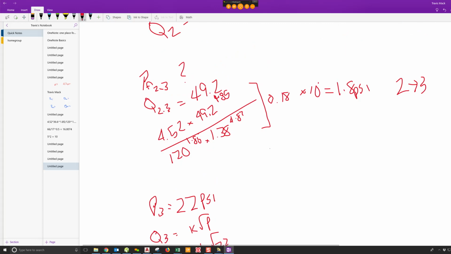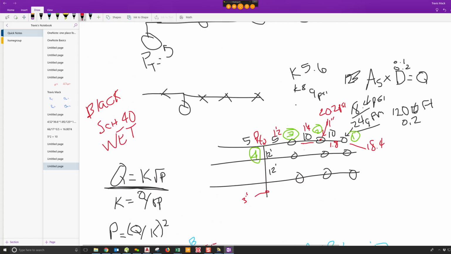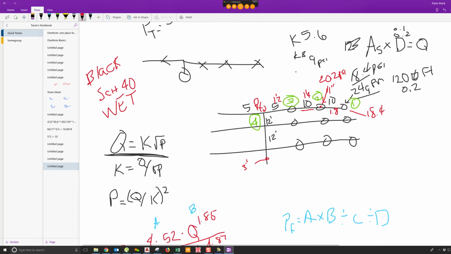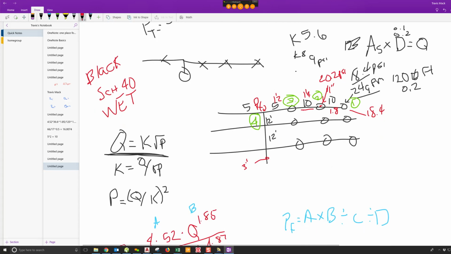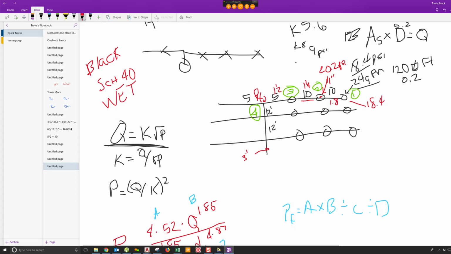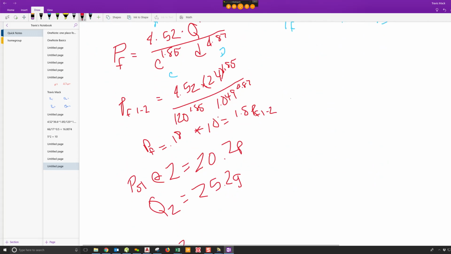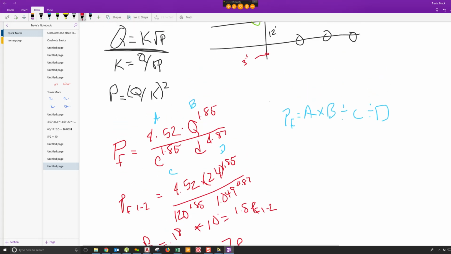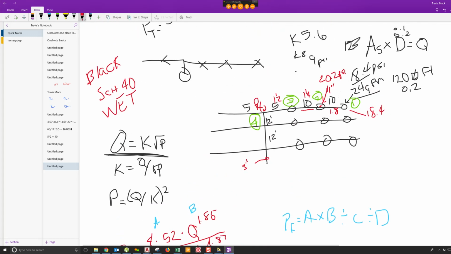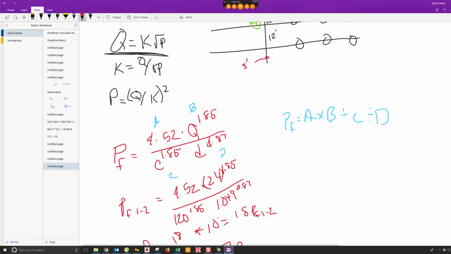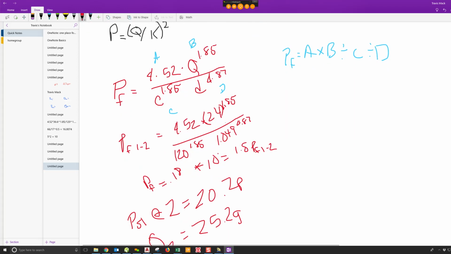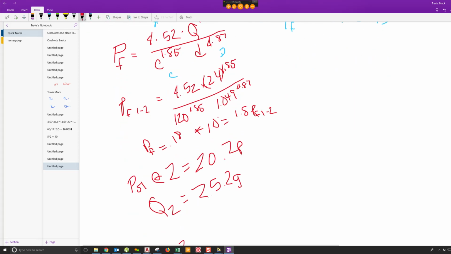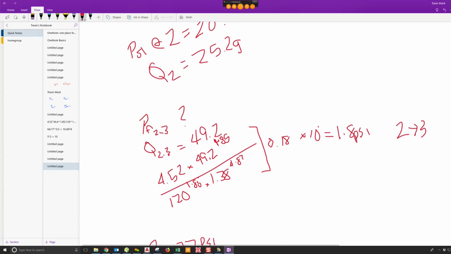Okay. Now we have to figure the friction loss from 3 to 4. This is just 5 feet, but what's the flow going through here? We had 24 here. And then what was our flow at point 2? 25.2. So our total flow was 49.2.